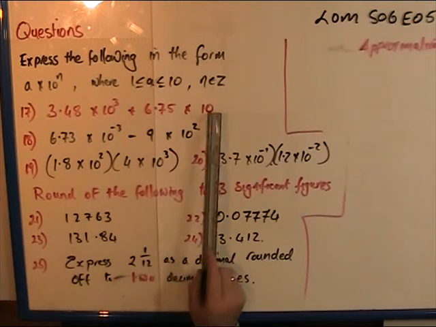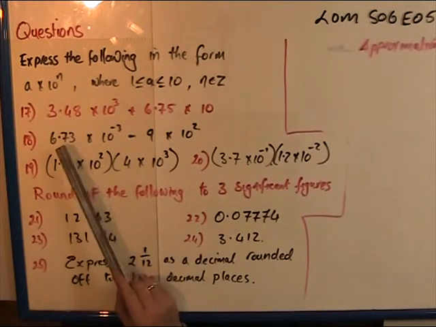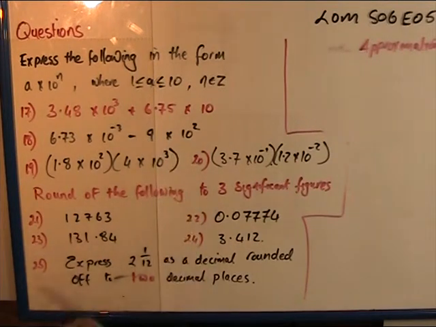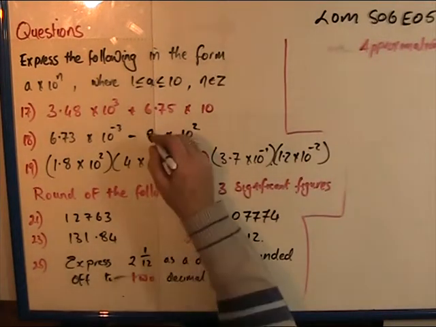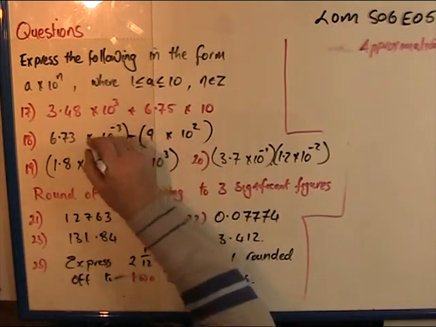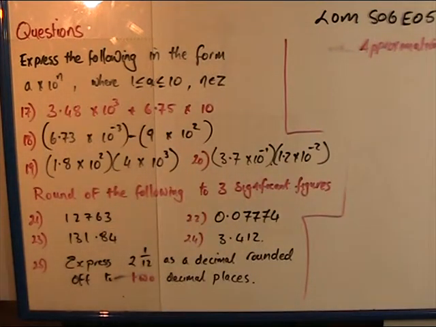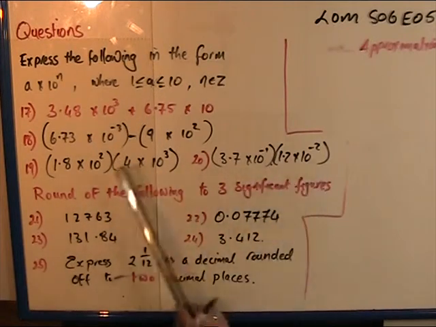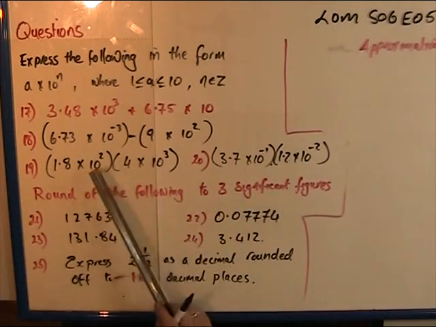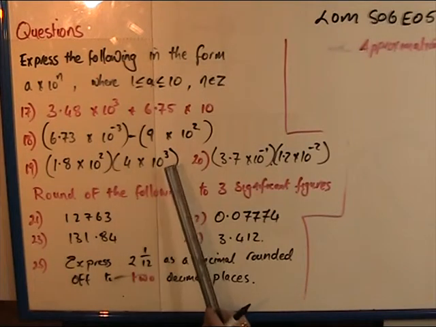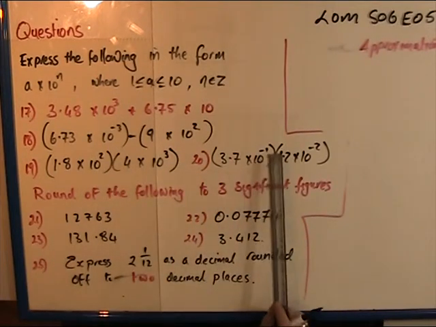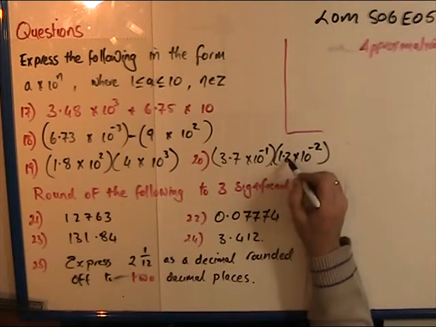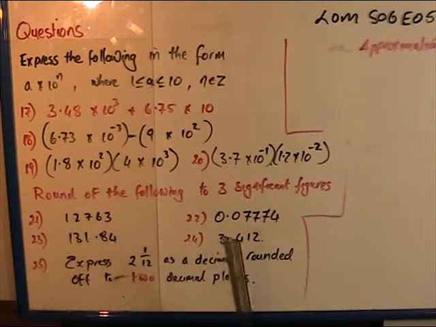Okay, multiplied by 10, 67. And this is subtraction actually. So that's minus 9. So this is that. Okay. Now you know how to do subtraction, the same as addition. Now this is multiplication. You know how to do these. These two here are multiplication. 1.8 multiplied by 10 to the power 2, 4 by 10 to the power 3, 3.7 multiplied by 10 to the power minus 1, minus 2, 1.2 multiplied by 10 to the power minus 2.